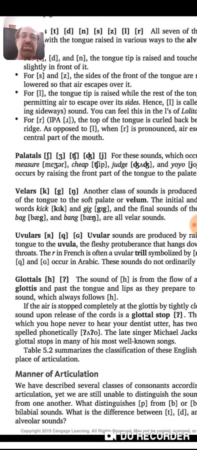And the last but not the least is H and the glottis. Well, here.